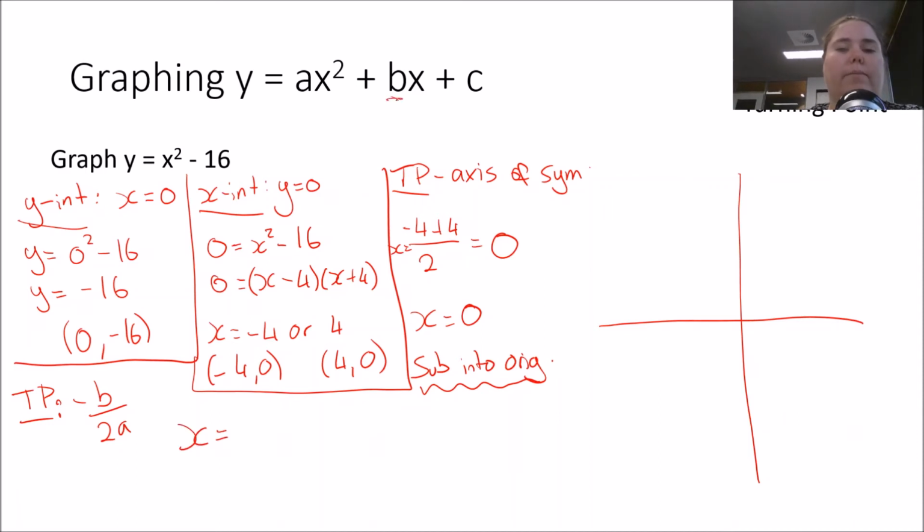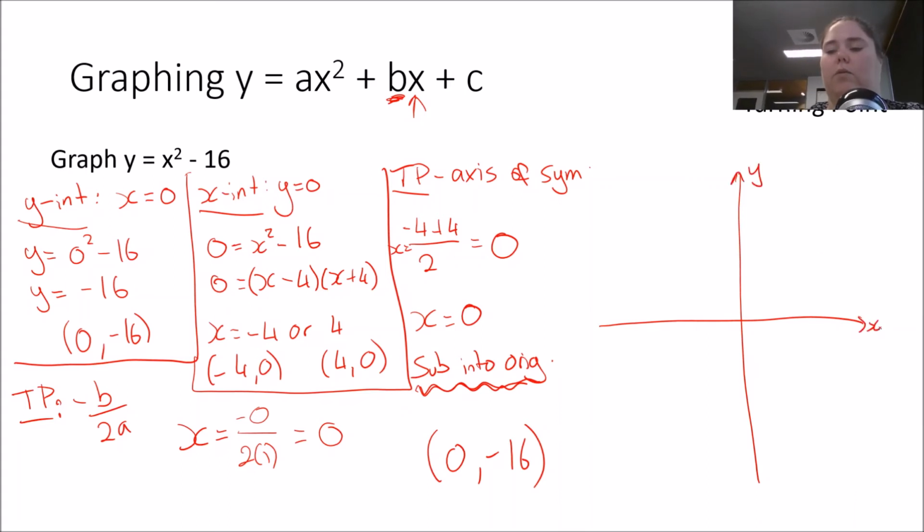You've got to remember b is the bit that's attached to the x. I don't have a b in this one, so I'm going to sub in 0. Then 2a, so that equals 0 as well. Perfect. So we can use either method to find that x value, and then you would sub it into the original. So I know my turning point is also my y-intercept. Don't forget to put the little y and the little x, or I will dock you marks. So now I can plot it.